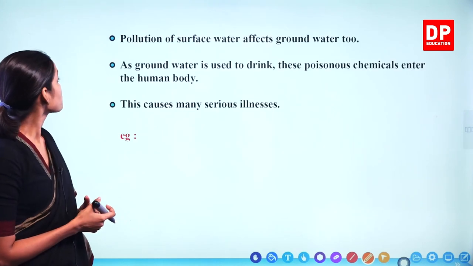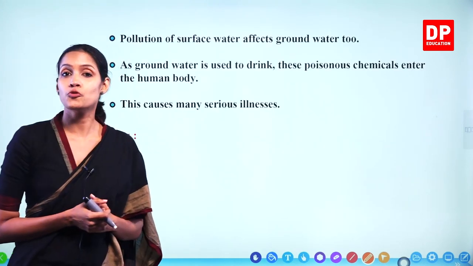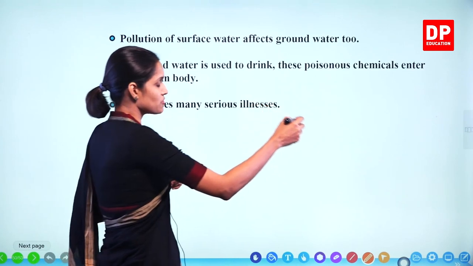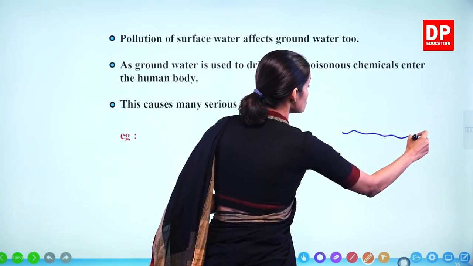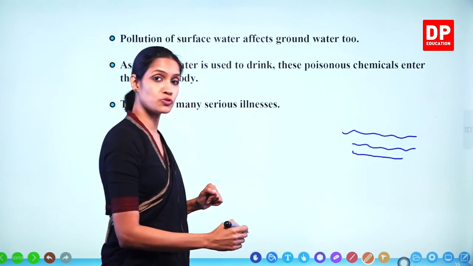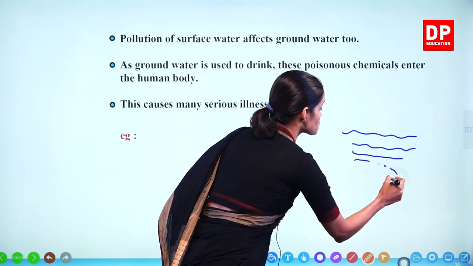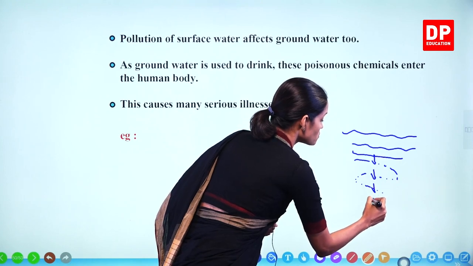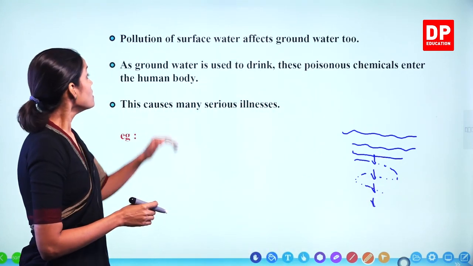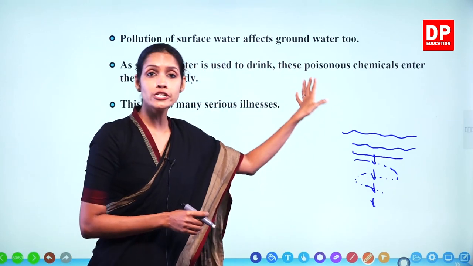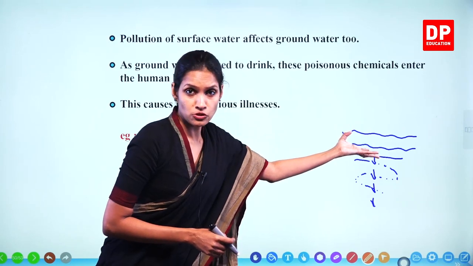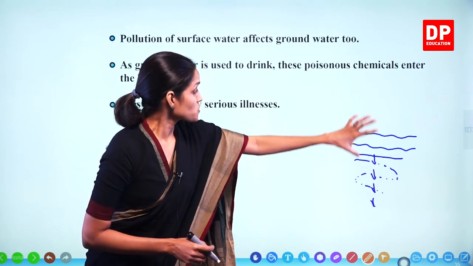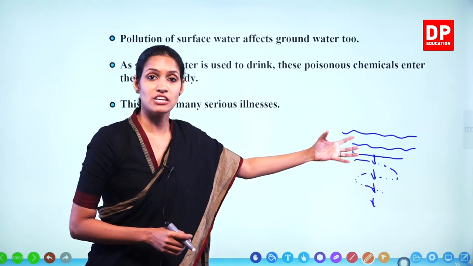Understand, children? So, pollution of surface water affects groundwater too. Now, do you remember what surface water means, what groundwater means? I hope you remember. Surface water means water that remains on the soil. What is groundwater? If these are the soil particles, groundwater means the water that goes through the soil particles. Pollution of surface water affects groundwater too. If surface water is polluted, some of this surface water will go as groundwater. So when the surface water goes underground, they also will get polluted.